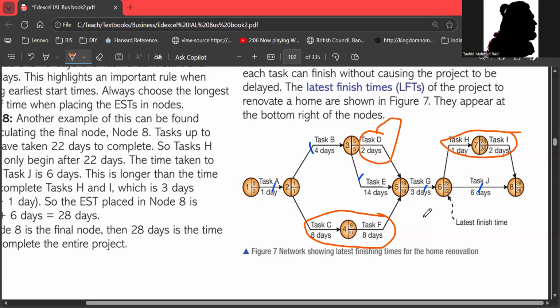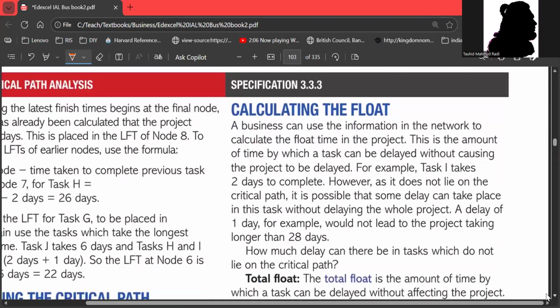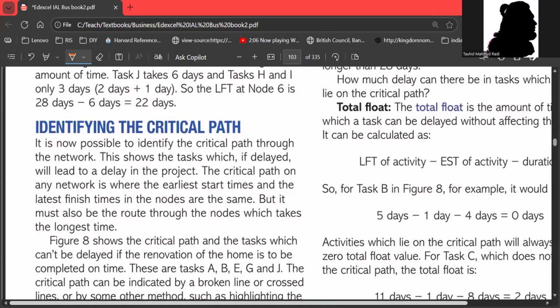Then there's a calculation over here, but I'm not going through those calculations now. I'm trying to keep the video short.